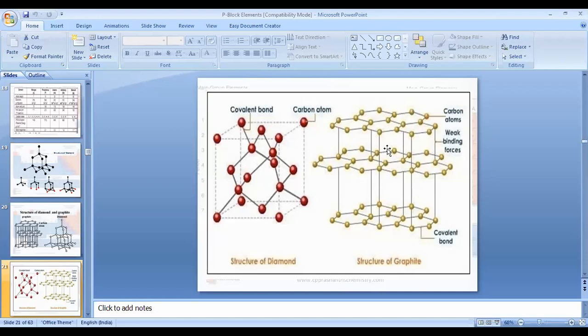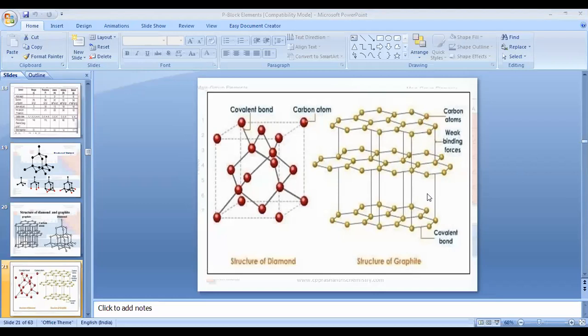So if the question is asked why graphite crystals are good conductors of heat and electricity, then you have to answer this: in case of graphite structure, each carbon atom undergoes sp2 hybridization, so each carbon atom is left with 1 free electron, and because of which the crystal of graphite conducts the electricity. So here every layer is placed one above the other.